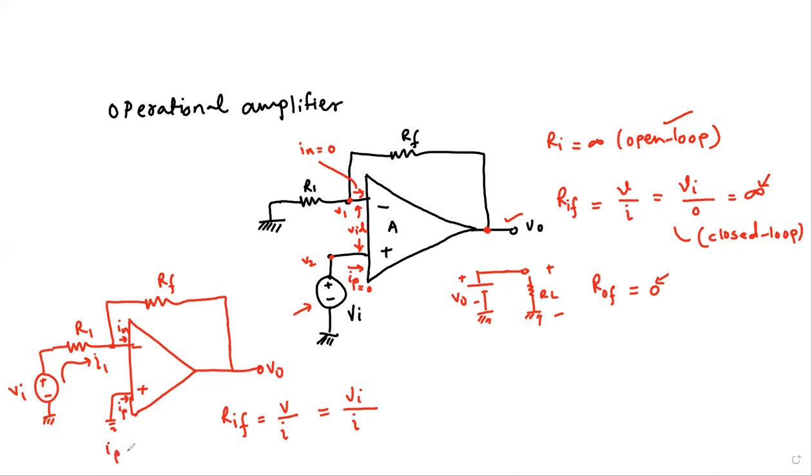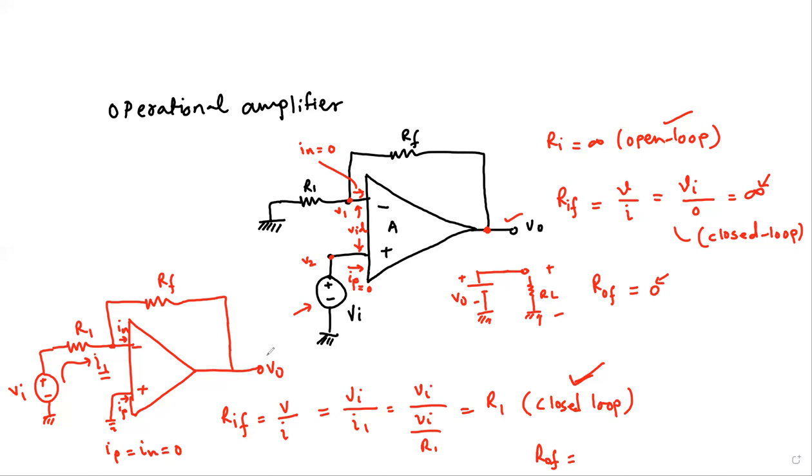IP and IN are equal to 0, but this current is flowing because of the source resistance. So this current can be represented as VI by R1. So the resistance would be R1 for the closed loop. Again, this is the ideal value. This is the exact value right over here. And ROF, that is with the feedback.